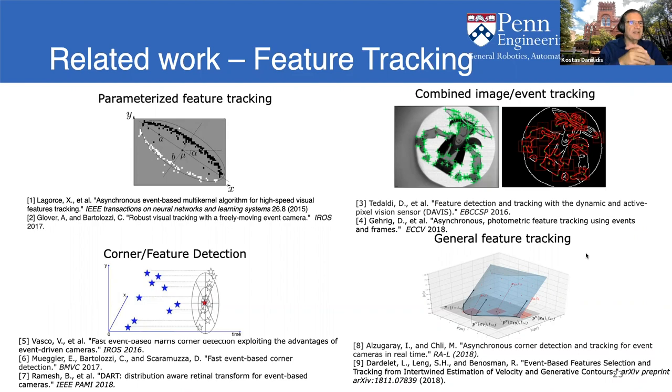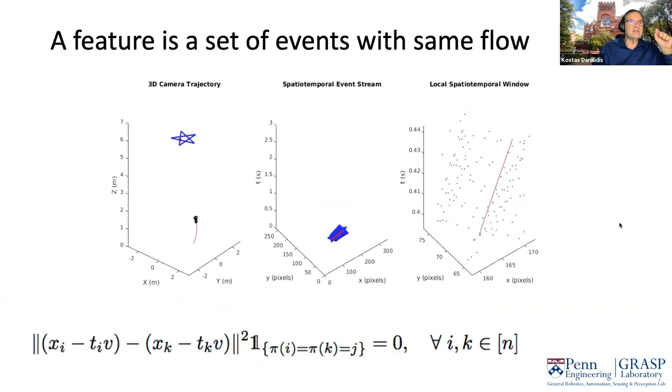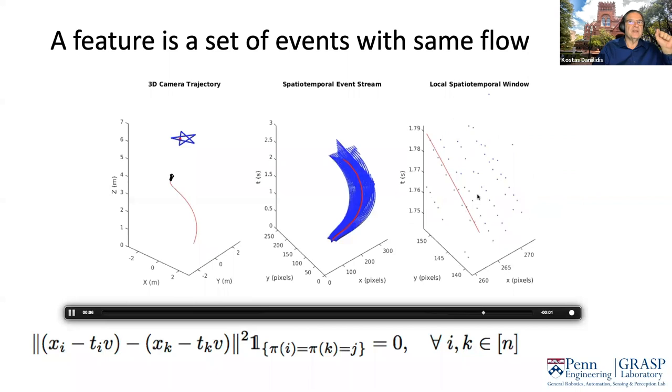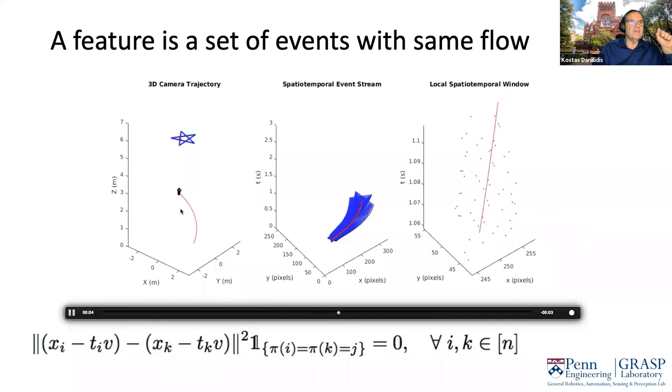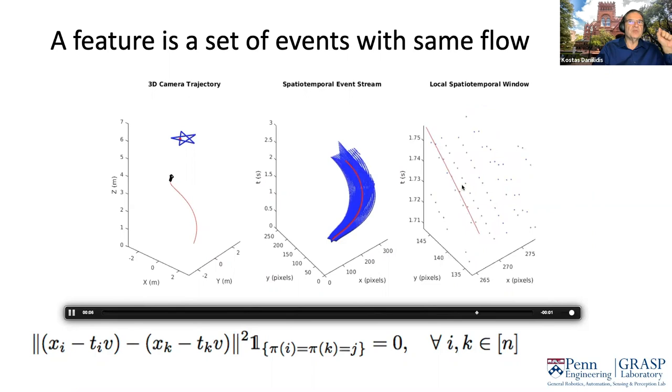So we followed a probabilistic approach, and we said that a feature in the spatiotemporal event volume is defined as a set of 2D events, which are really noisy, and that might have come from the same point in 3D. This correspondence to the same point in 3D is defined as events which locally move together with linear motion. On the right you see a detail of the motion of this star, and there are groups of points which move together in a line. This is what we define as a feature.